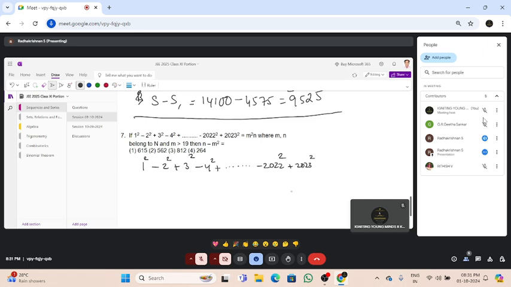Okay. So how do we sum this series? Sir, we will separate the odd terms and even terms. Okay. If you separate the odd terms and even terms, what you will get is 1 square plus 3 square plus 5 square, etc. Yes, sir.